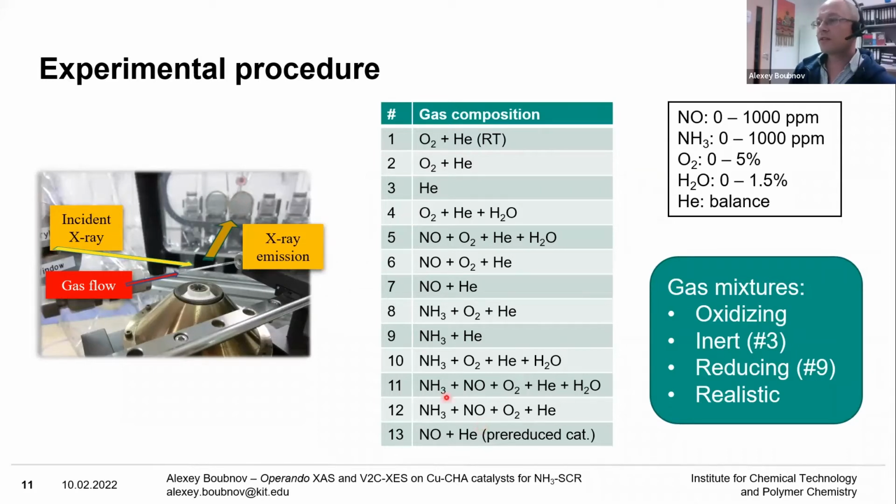Since the selective catalytic reduction is quite a complex reaction, we want to study the individual components. So we decompose this into a set of gas mixtures. So oxygen containing only, some inert mixtures, some reducing mixtures, and the other ones ammonia containing mixtures, and the realistic SCR. I would like to pinpoint here that the nitrogen oxide and ammonia are on the 100 to 1000 ppm level, whereas the oxygen, water on the percent level. So in most cases, we're in net oxidizing conditions.